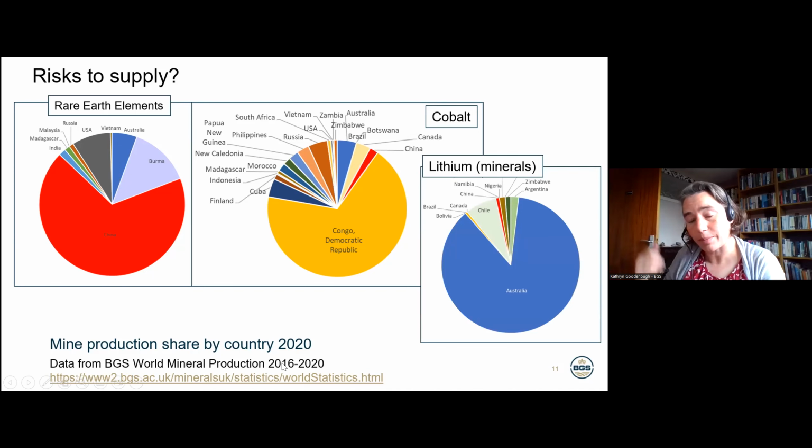And then if we look at lithium, interestingly, this is a slightly misleading diagram because it's quite difficult to compare, as I'll show you later, the different types of lithium and the different amounts of production.